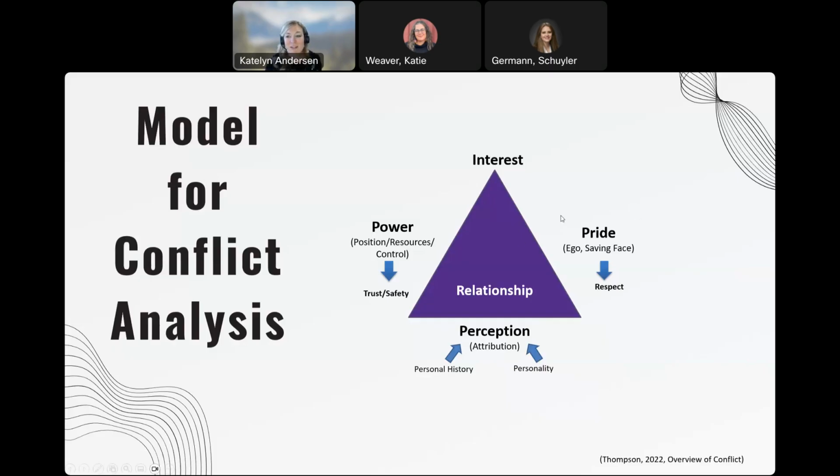And in that conflict, there is some sort of perceived power. There's a perception of that personality, that positionality that I talked about 2 weeks ago, and also that personal history that you have with that person. And of course, in times of conflict, there is saving face and having that pride of protecting that ego and that respect. And each of these is an important part of that conflict analysis.